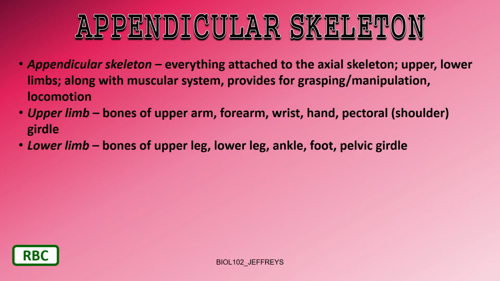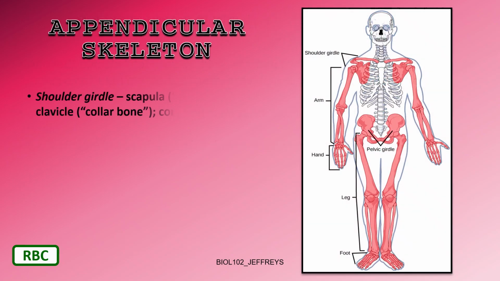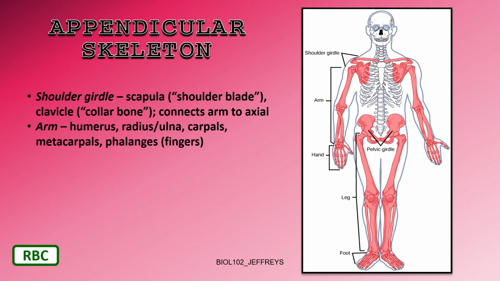And the lower limb are the bones of the leg, the bones of the upper leg and the lower leg, the bones of the ankle, the bones of the foot, and also the bones of the pelvic girdle. So the appendicular skeleton, here you see it in the colored portions. Of course, the clear portions are your axial skeleton.